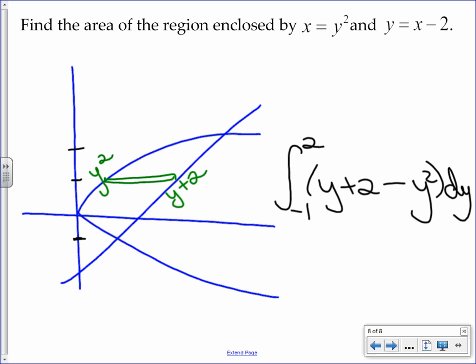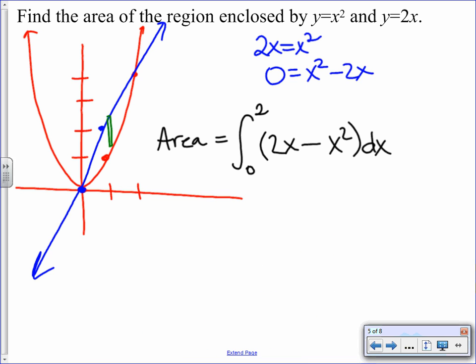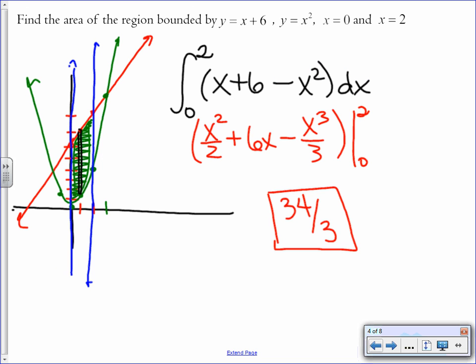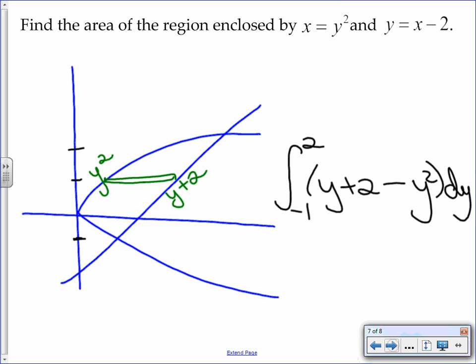Does this only make some problems easier? Yeah, this was easier because we had consistency with our right and left function. Whereas over here, our bottom function changed, so we had to do 2 integrals. Now, like this one, it would be the same amount of work. This one, we would have to do a couple integrals if we wanted to do it with respect to y. What it's not going to make easier is if solving for x is messy to get our function in terms of y, then it's not beneficial.